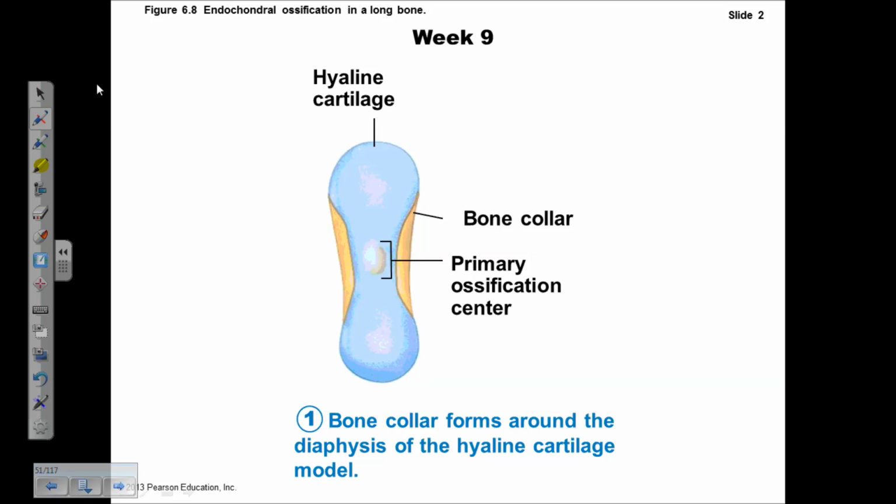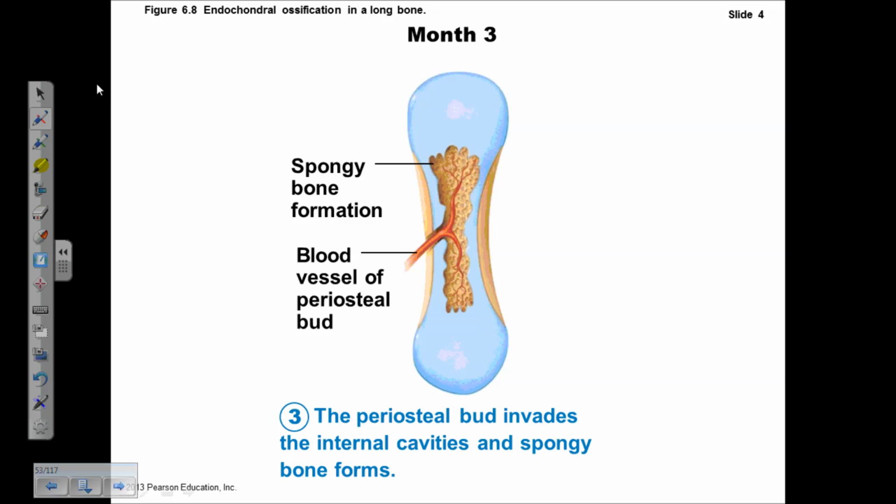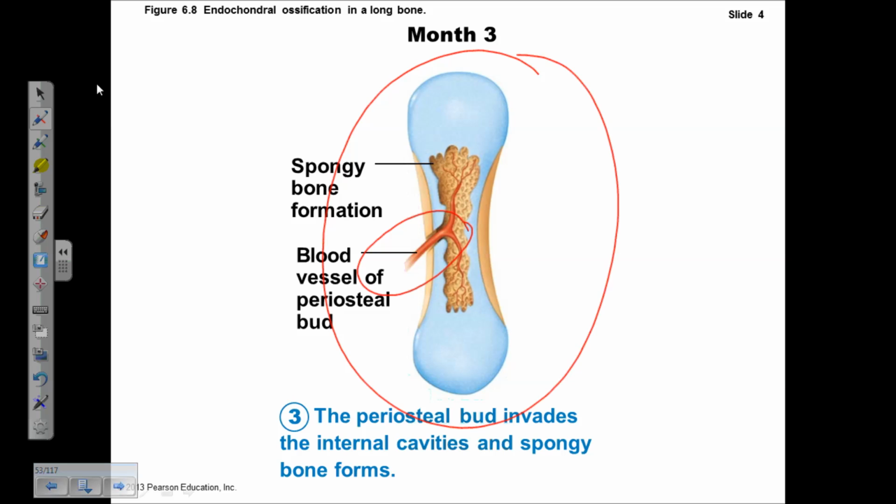Let's look at it step by step. First, you have the primary ossification center and osteoblasts. From that ossification center, they will produce the so-called bone collar, which will surround the diaphysis of the future bone. And then the cartilage matrix inside that primary ossification center will start to deteriorate, creating the cavity. Eventually, the structure called the periosteal bud will bring blood vessels inside of the cavity, in this mixture of the bone and the cartilage, helping to form a spongy bone.